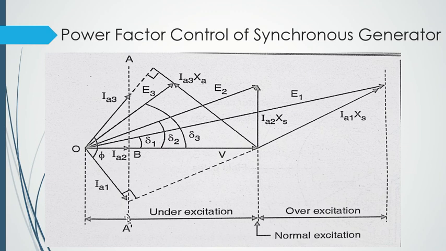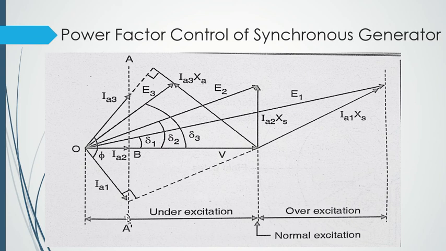So we have just drawn that, and the tip of IA will always lie on this dotted line which we have just drawn, the line A dash. The current vector will always lie on this dotted line. Okay, A dash. And what is my power angle here? My power angle is delta 1.